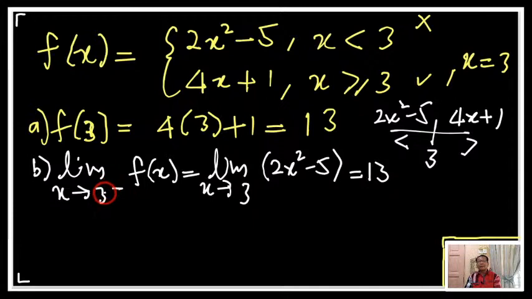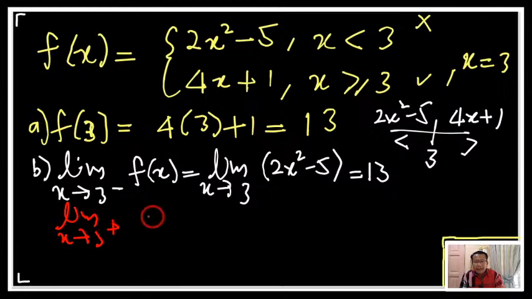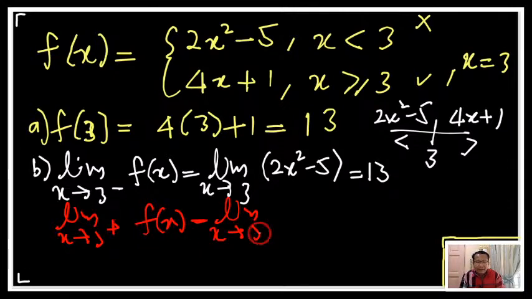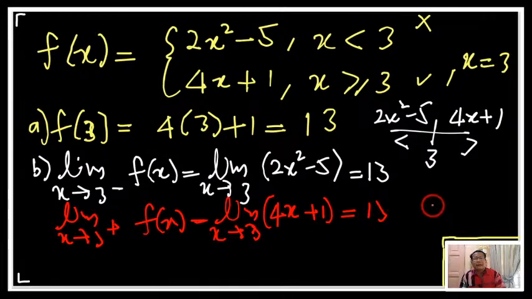You need to find from left and from right because you have different functions from left and from right. So the next one would be the limit as x approaches 3 from the right of f(x). So you have to use this one. This one has plus, this one has no plus. Now you use 4x plus 1, and substituting 3 here, you get 13. So the limit is equal to 13.